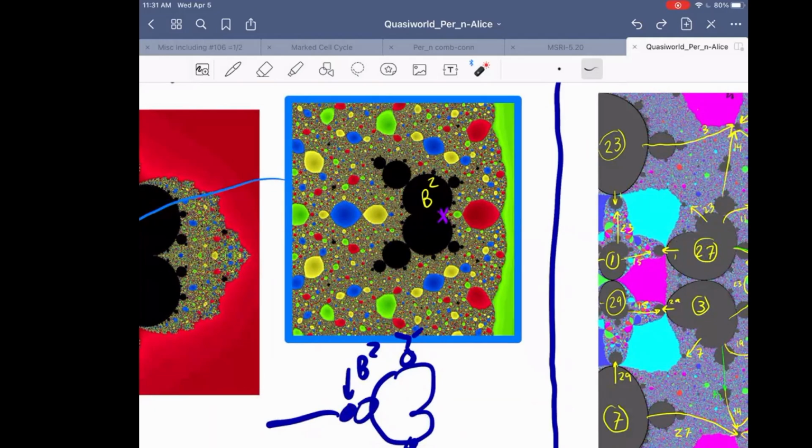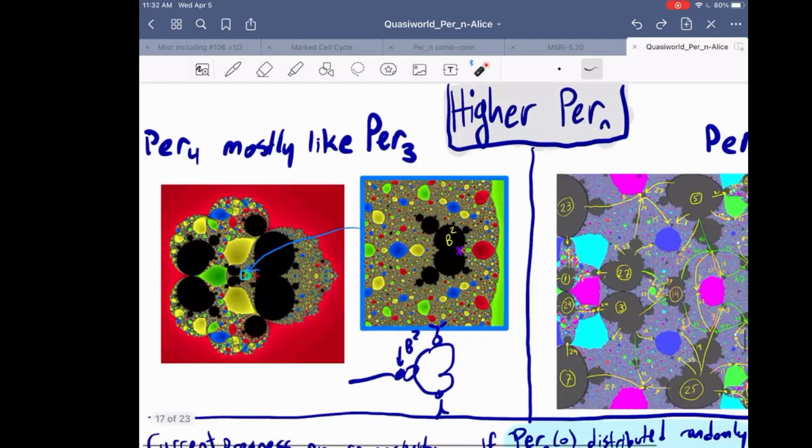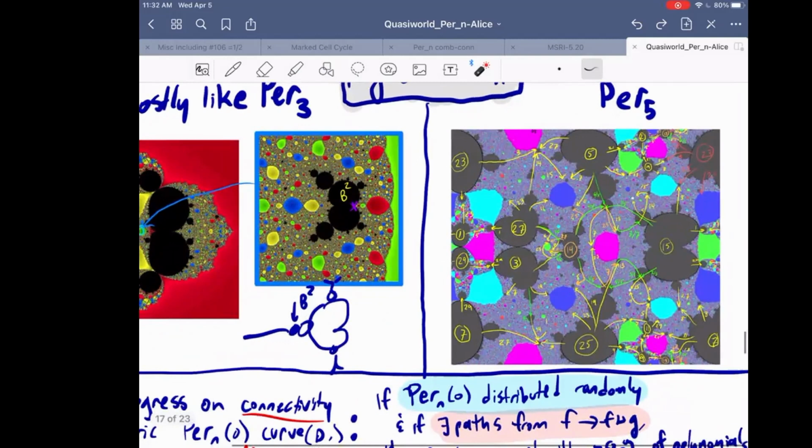And this allows us to define the bubble rays as well. But defining bubble rays for maps like the airplane will be difficult, as I'll show in just one second. But just keep this picture in mind. So if that's Per_4, you can show that that one's connected without too much difficulty. And then Per_5 is the first one that I think is really, really interesting.